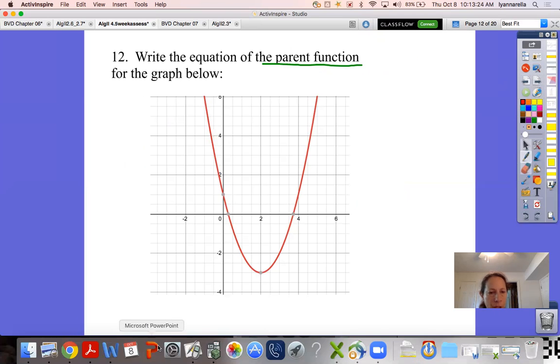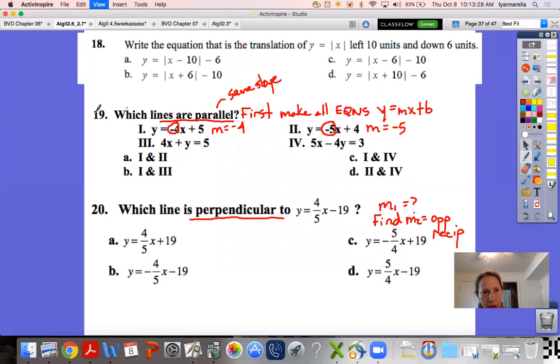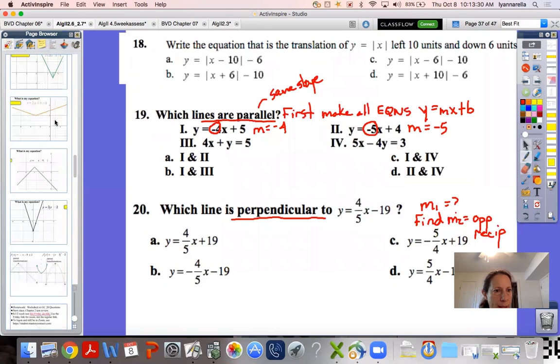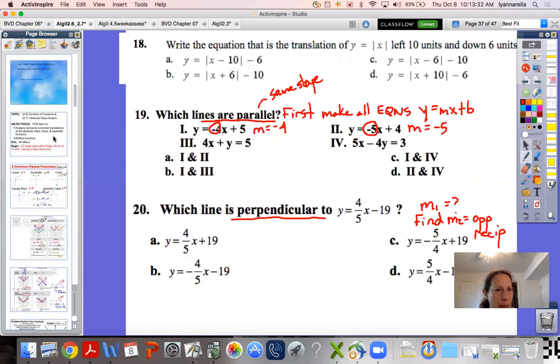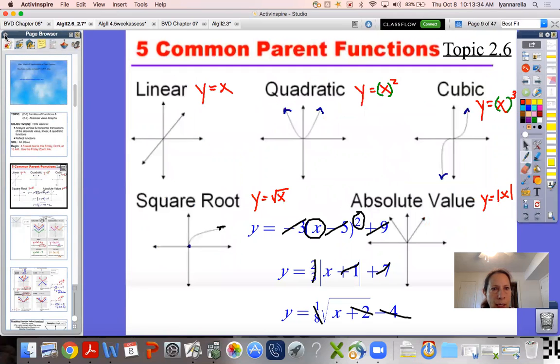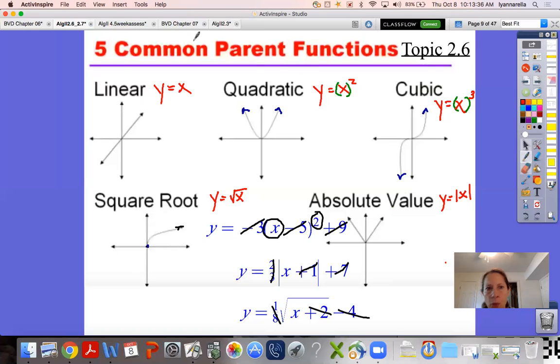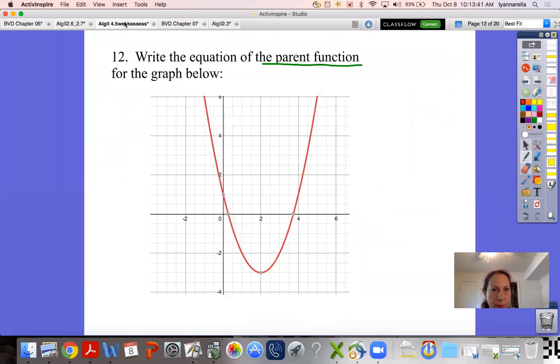What is the parent function? If you want to go back to the very first slide that we did in 2.6, 2.7, we said we're going to take care of parent functions in one slide, and that was these. So remember these and remember their shapes, and you should get parent functions right.